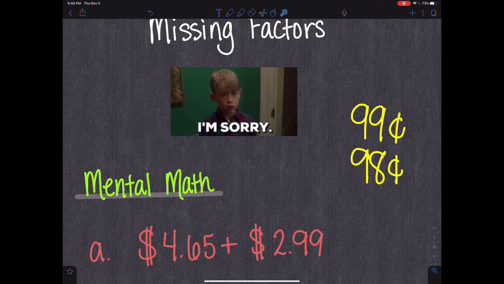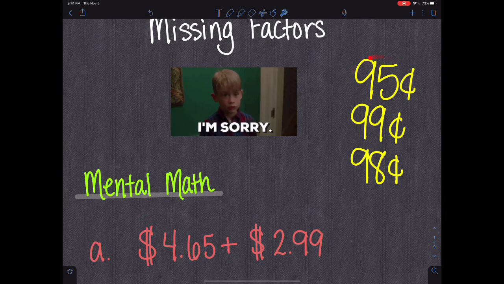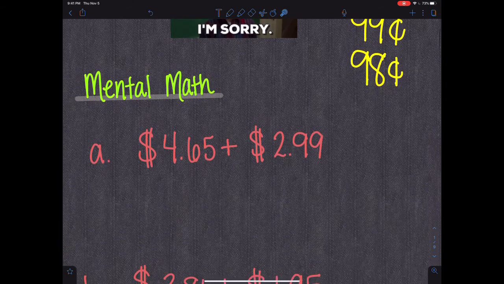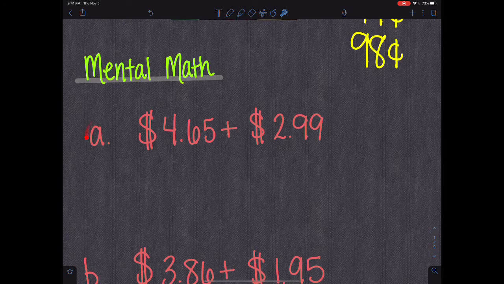Or if it's $2.98, add $3 and then subtract 2 cents. And the same thing if we're going to add 95 cents. If you add 95 cents, you're going to add a dollar and then subtract 5 cents. What if they tell you it's going to be $9.95? If you're going to add $9.95, just add $10 and then subtract 5 cents, okay? So I think you can figure these out. Let's go ahead and get started. Letter A is add these numbers, $4.65 plus $2.99, okay? Write your answer.